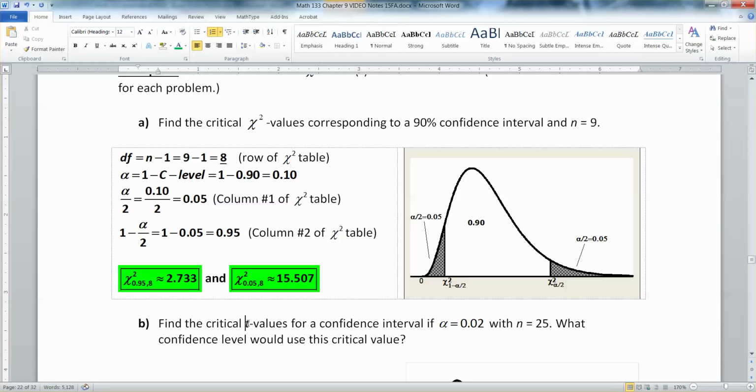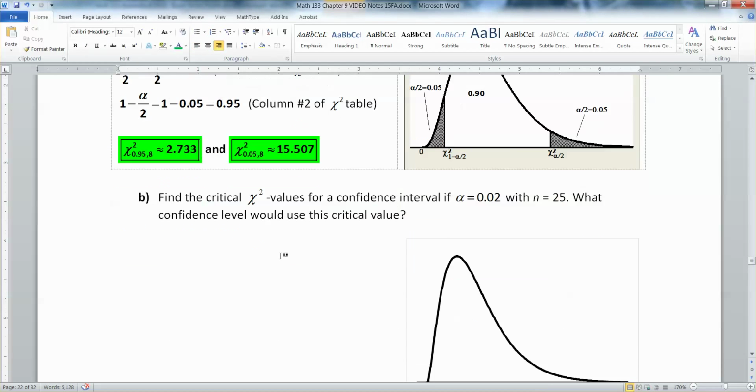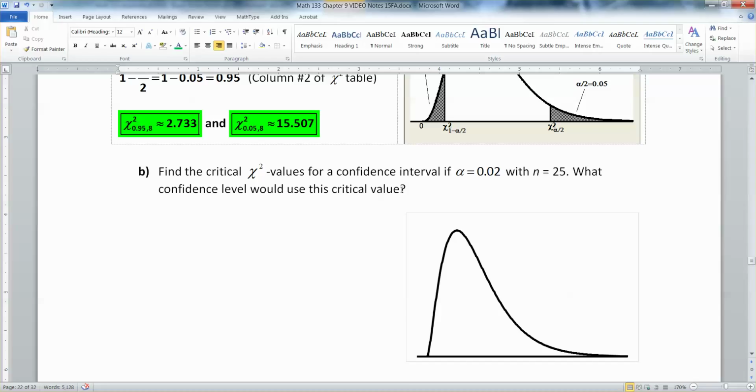Oops, and this is a typo. That should say chi-square there. Let me fix that. All right, so we're looking for the critical chi-square values for a confidence interval if alpha is 0.02 and n equals 25. So if n is 25, that means our degrees of freedom is 24. And then we have to think about this. If our alpha is 0.02, that's the area in both tails, excuse me. And so we're going to want to cut it in half for the area in each tail. All right, so let me type that up.